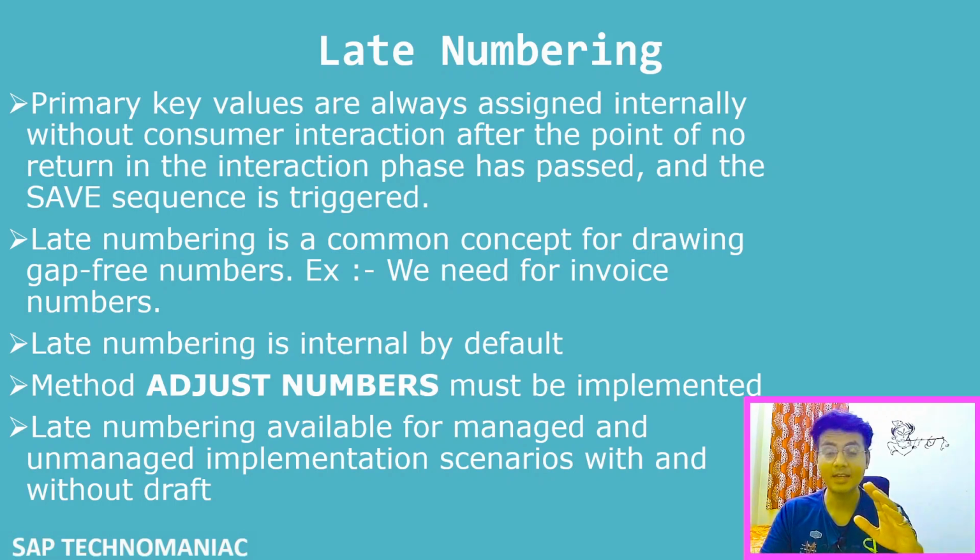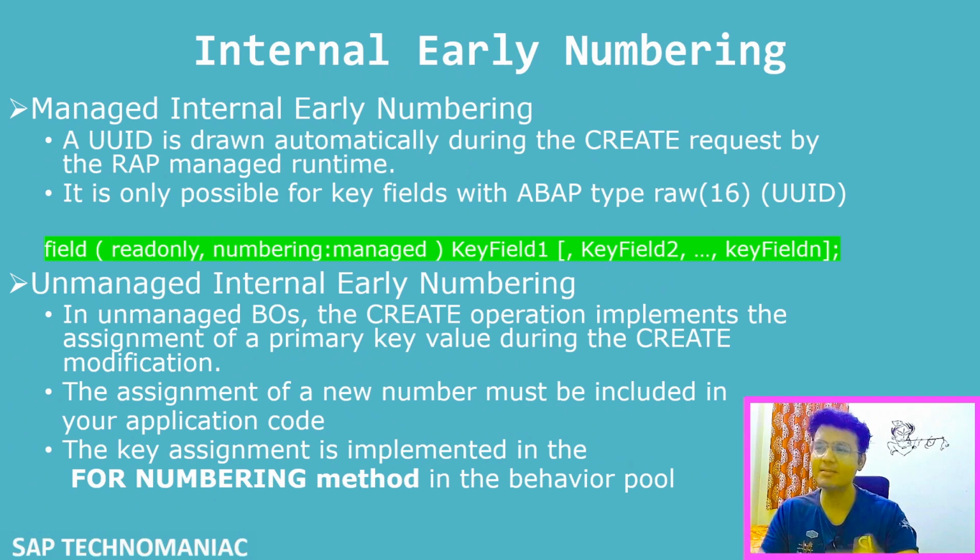Now in our scenario, we will create the early numbering, and the early numbering also we will create in the unmanaged way, not the managed. Obviously we can't create it in the managed way, because we don't have a UUID field as raw 16 as the primary field, so we have to do the unmanaged way. In the unmanaged way also we have to implement the code, in the numbering method. So let's jump into the system. Let's write some EML code and do the numbering in our application as well.